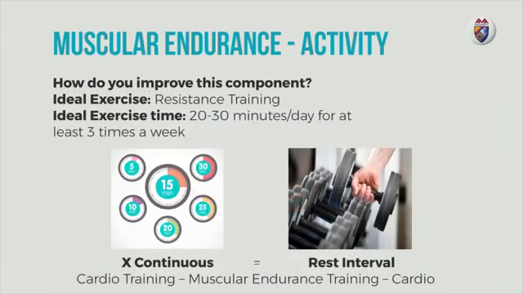What is the ideal exercise and exercise timing for this type of training? The ideal exercise is resistance training, but we'll get to this further in the lesson. The ideal exercise time is 20 to 30 minutes a day for at least 3 times a week if you are a beginner. This type of training must not be continuous. This way, you can provide the body with enough recovery time and rest. The best way is to alternate this training with the cardiovascular endurance training so that you get enough rest. We will discuss this type of training further in the course.